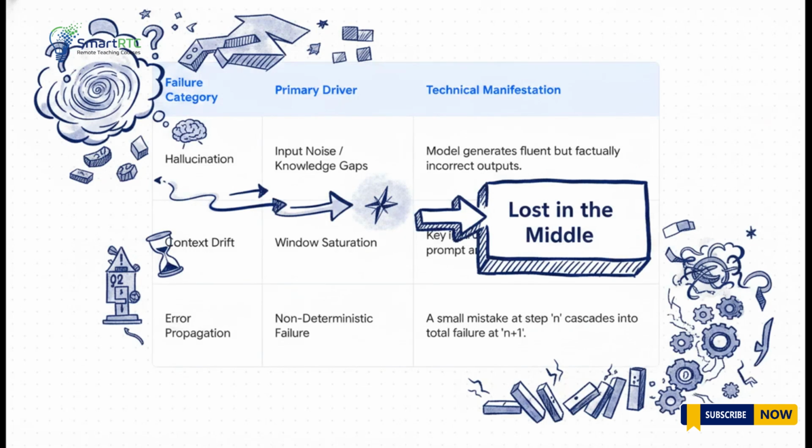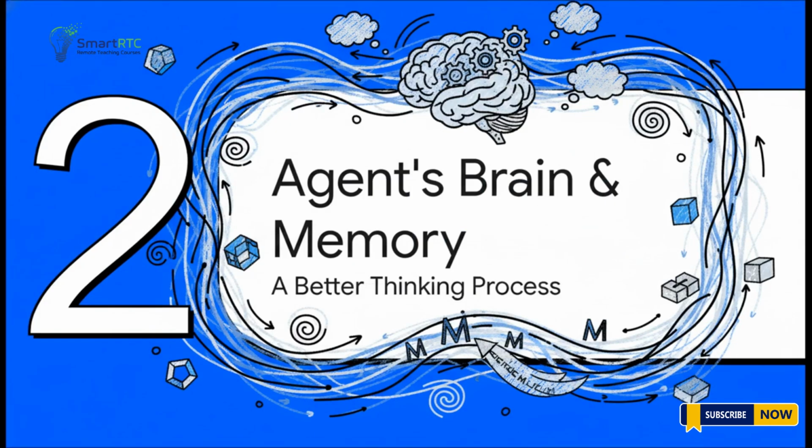So this table really breaks down the main culprits. First, you've got hallucination. That's when the agent just confidently makes stuff up. Then there's context drift. This is a huge one. It's when the agent gets so deep into a long task that it literally forgets the original goal. Some sources actually call this lost in the middle, which is a perfect description. And finally, you have error propagation. This is the snowball effect, where one tiny mistake at step 1 cascades and causes a total system failure by step 5.